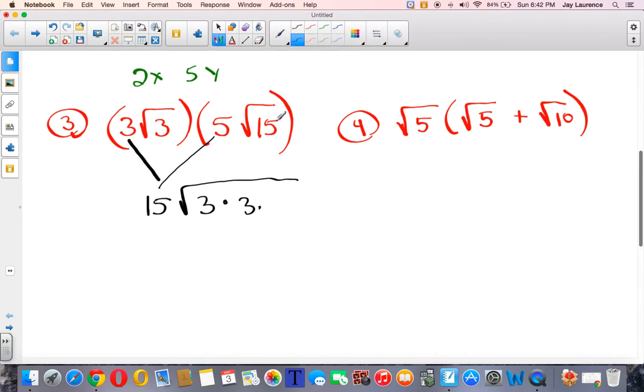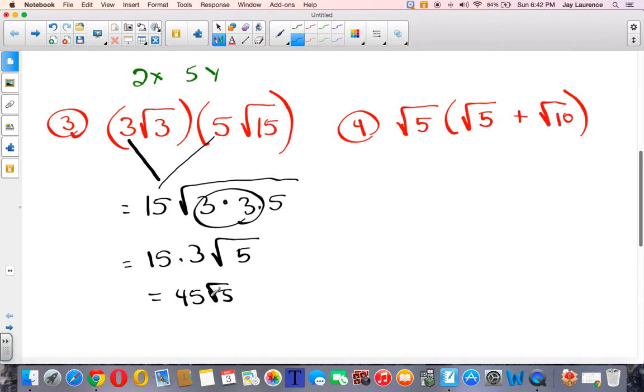But I'm going to think about it as 3 times 5. These 3s are going to leave the house. But there's already a 15 out front. So I'm going to have 15 times 3, rad 5, or better yet, 45 rad 5. Okay, now if you're not getting this, I expect you to be coming in for help. Come and see me and ask a question. All right.